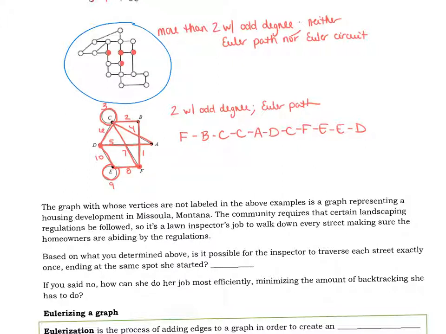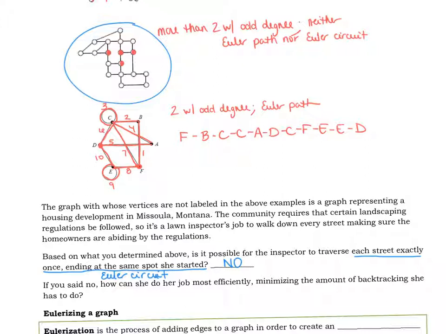Okay, so based on what we figured out by saying there's not a path or a circuit, is it possible for the inspector to traverse or travel each street exactly once, ending at the same spot she started? Okay, so if you're going to travel each street exactly once, ending at the same spot she started, remember that that is an Euler circuit. Okay, that's what that's describing. And we said that no, there is no Euler circuit or Euler path for that matter. So this can't happen.